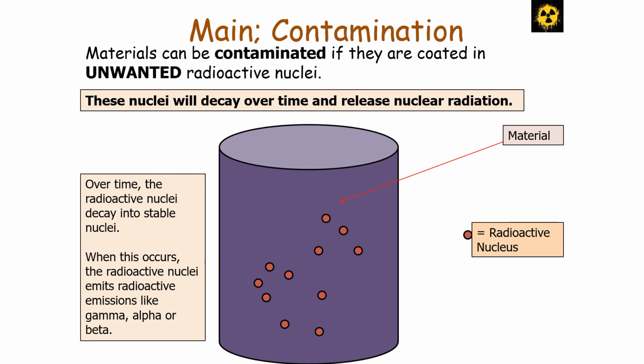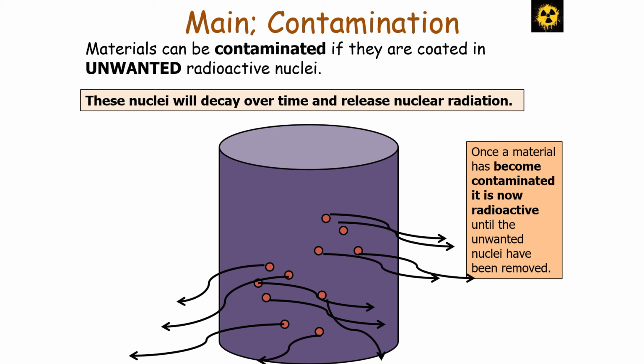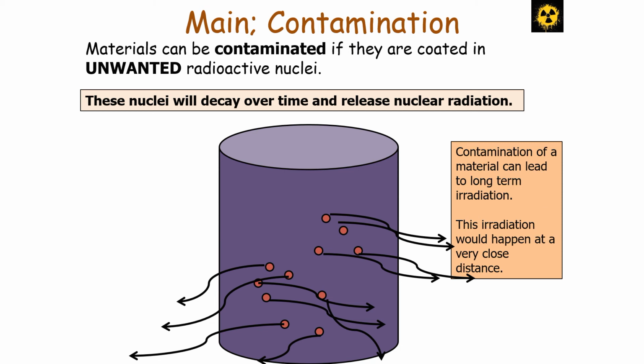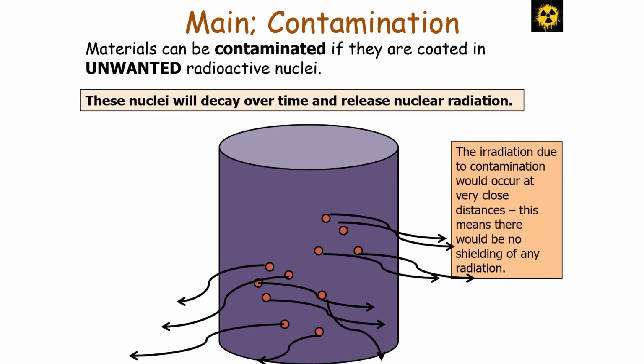Now when this occurs, the radioactive nuclei emit radioactive emission like gamma, alpha or beta. Now in this example, the material is contaminated, so the radioactive nuclei on the material can release radiation which could harm the object. Once the material has become contaminated, it is now radioactive until all the unwanted nuclei have been removed. So contamination of a material can lead to long-term irradiation, and this would happen at a very close distance. So it means a contaminated object would receive a high dose of radiation, which would increase the chance of harm, because there's very little shielding of any radiation.